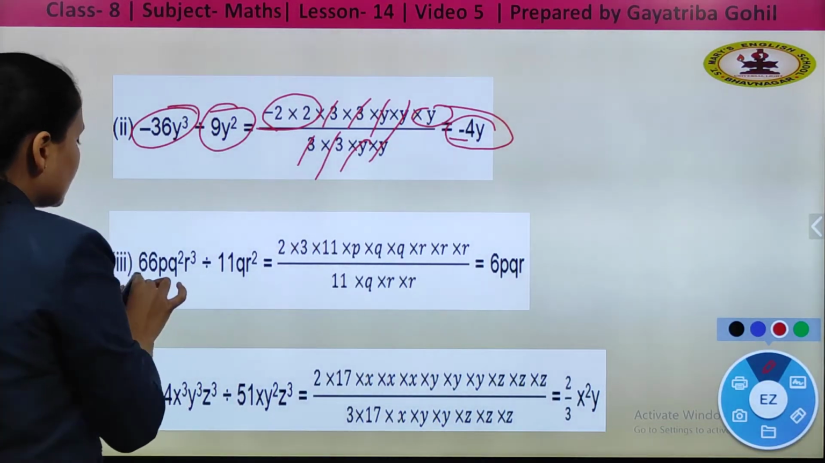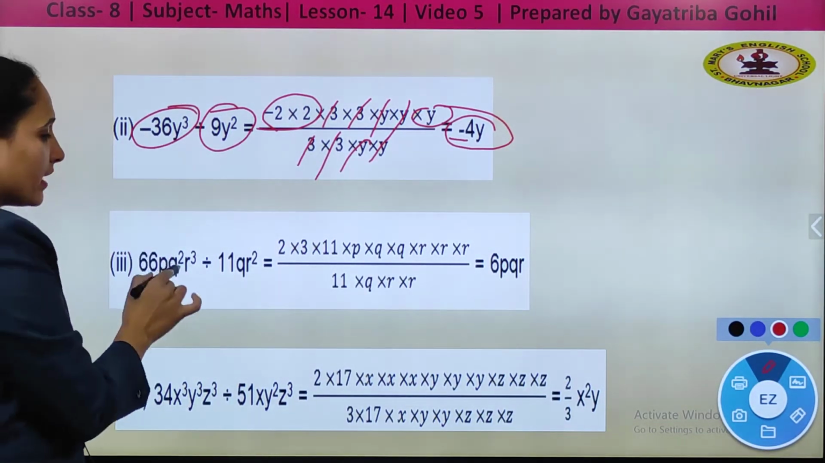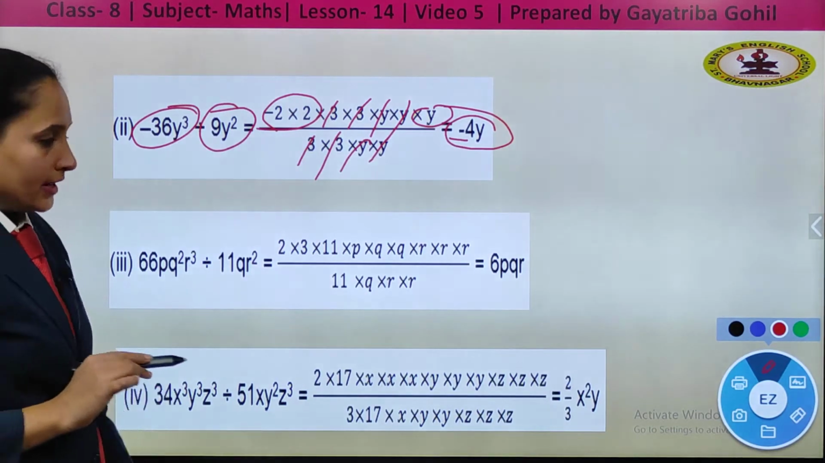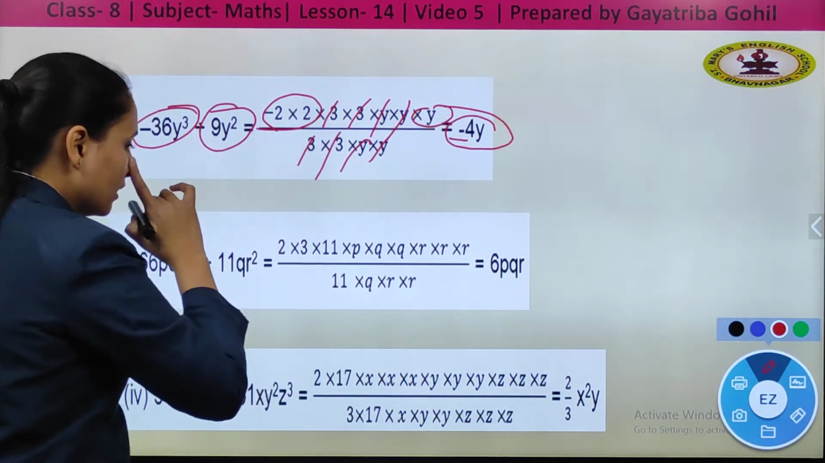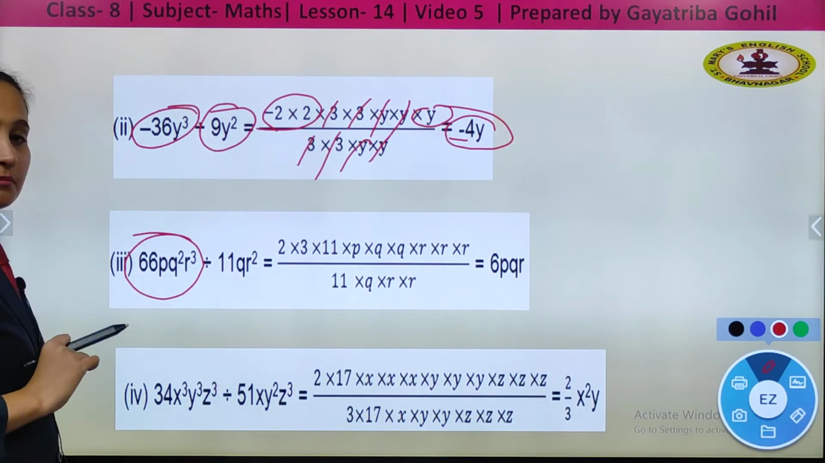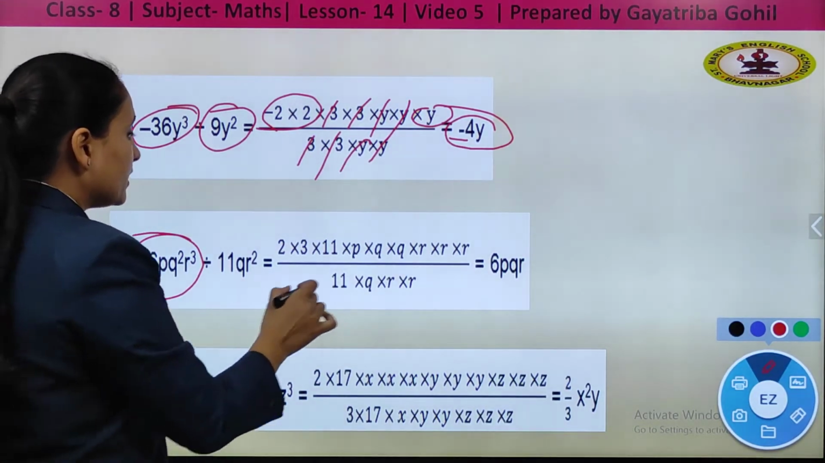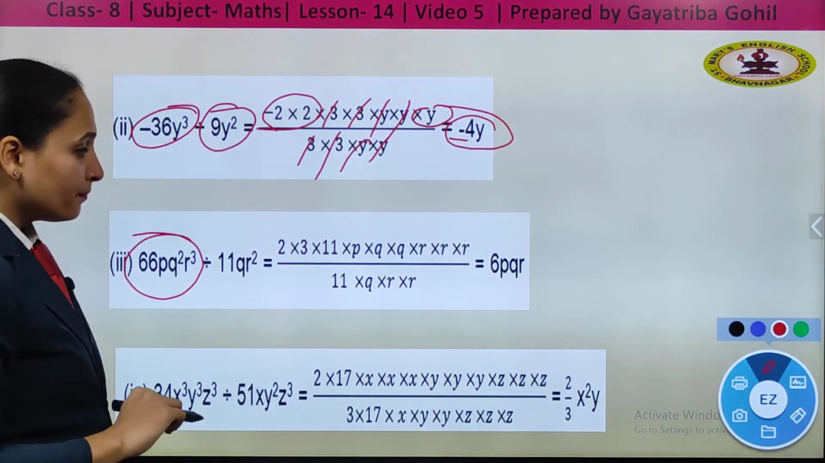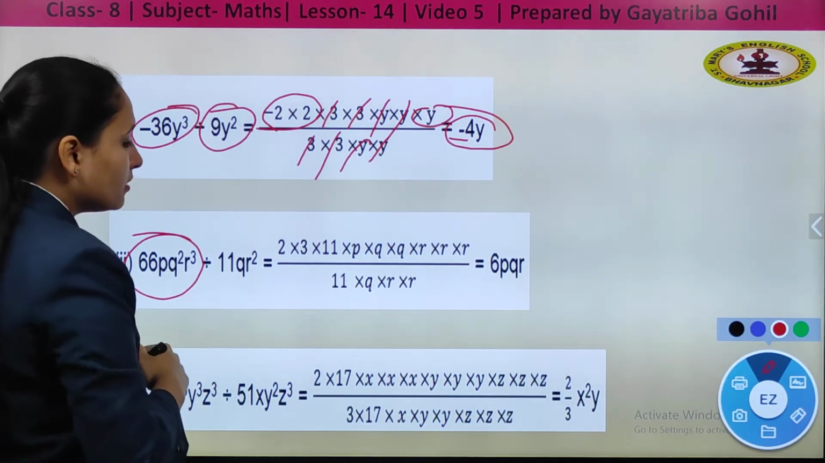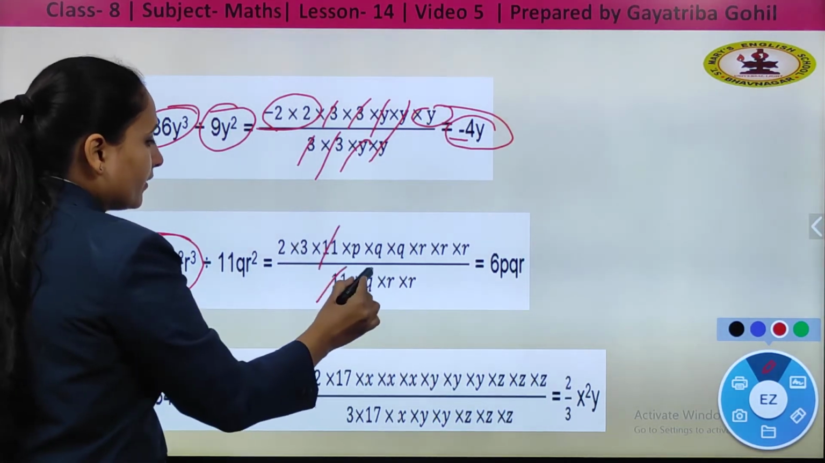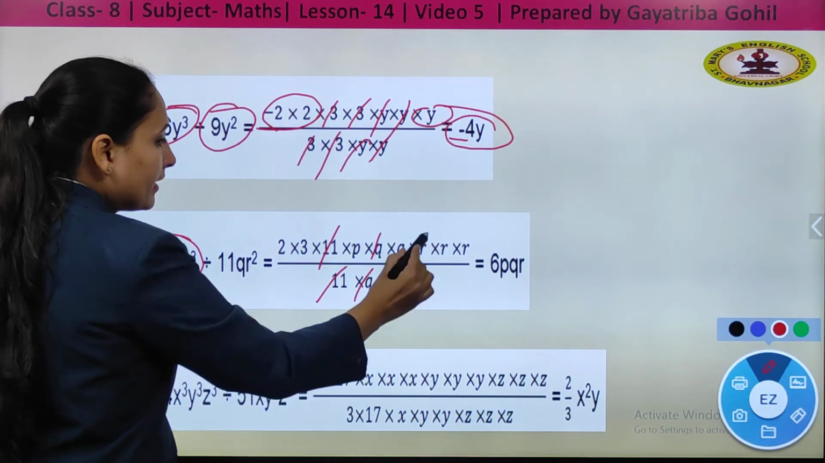Over here 66 pq square r cube divided by 11 qr square. So in the numerator you will write the factors of 66 pq square r cube, and in the denominator you will write the factors of 11 q r square. Now start cancelling. 11, q, r and r.